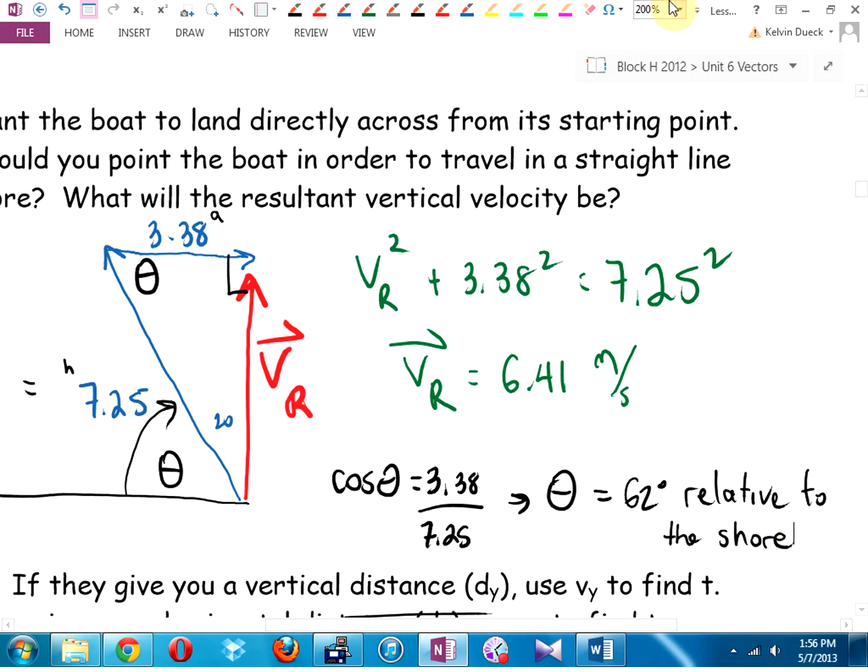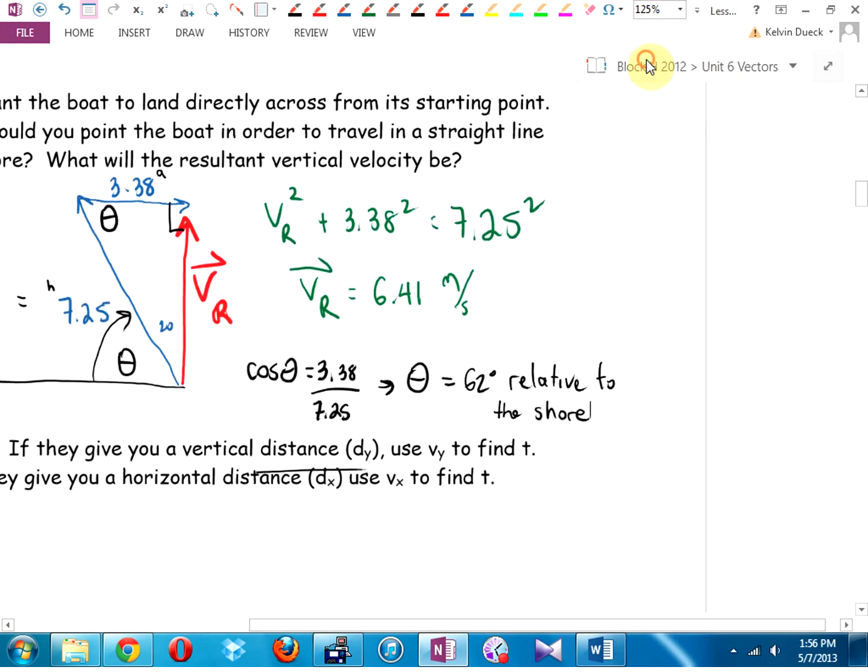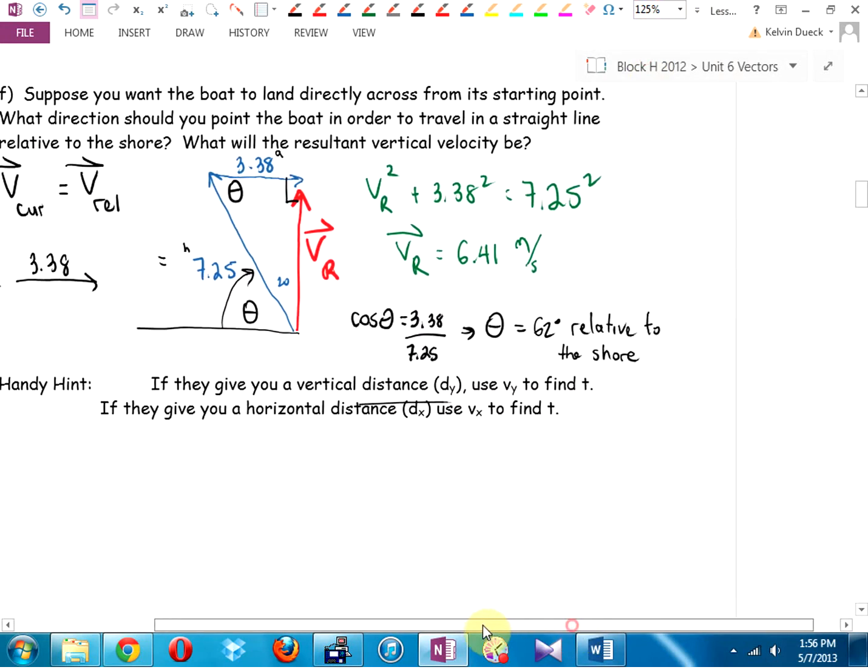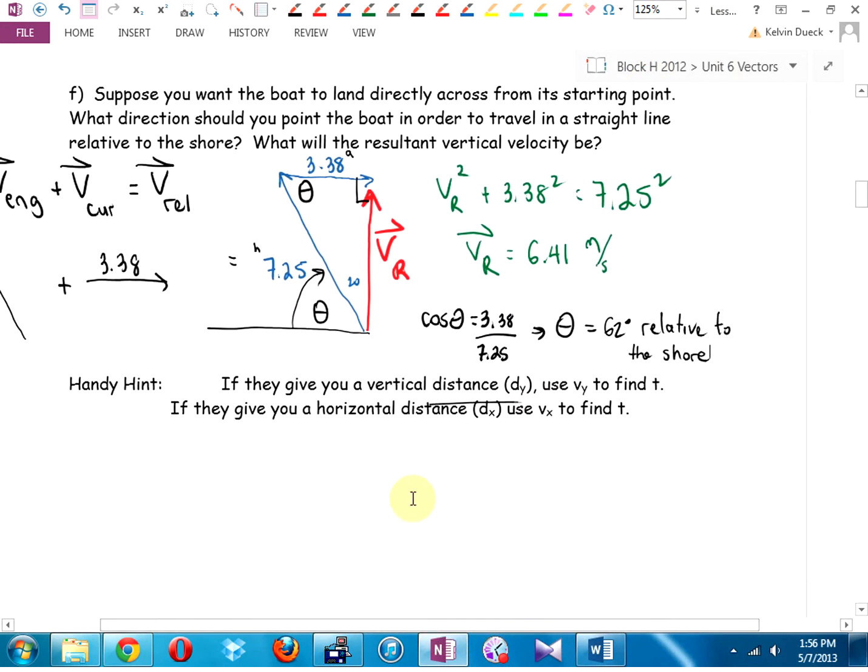In fact, oh, handy hint. Nick, my friend, if they give you or you're asked to find a vertical distance, you better find or use a vertical velocity to find t. And if they give you or you're asked to find a horizontal distance, you better use a horizontal velocity. Why didn't I worry about finding a horizontal time?